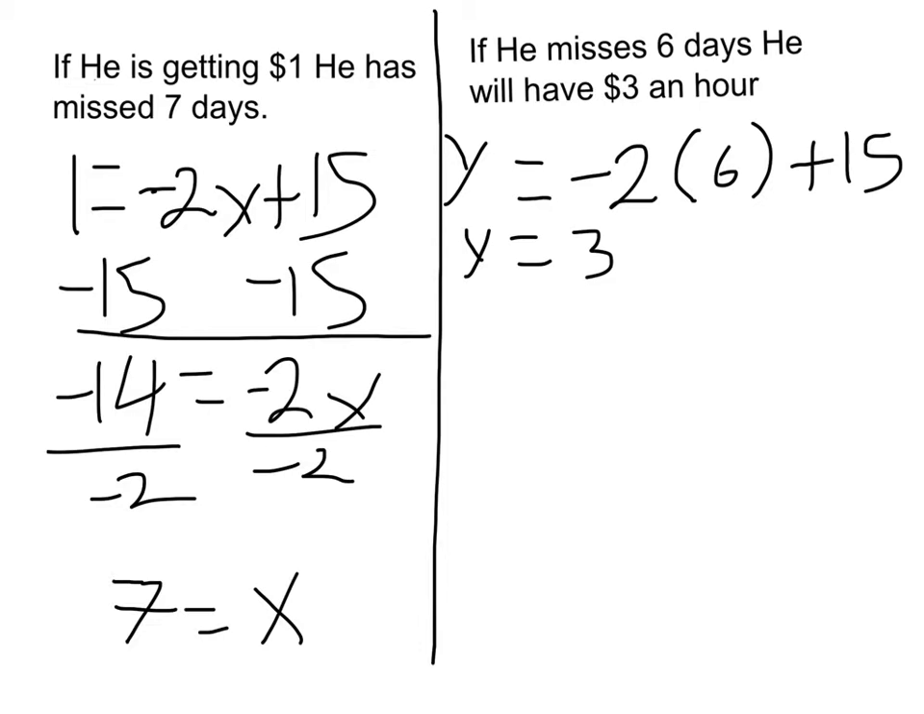If he misses 6 days, he will have $3 an hour as his hourly pay. You can figure this out by also plugging in the numbers. Y equals negative 2 times 6 plus 15. Adding all this together will equal 3.